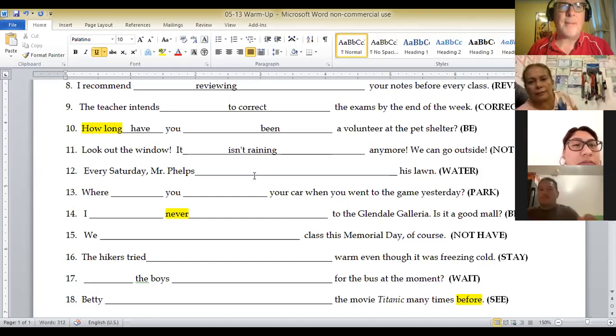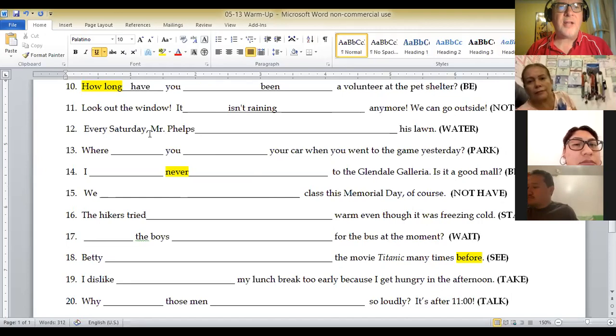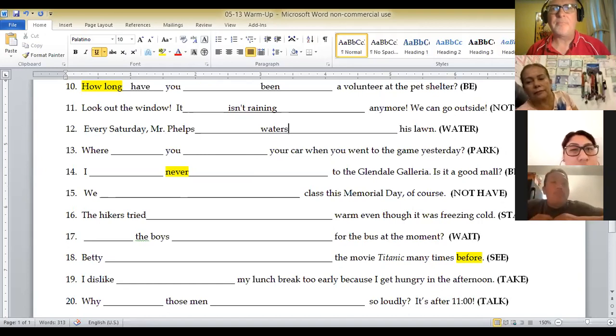We can go outside. Now the next one says every Saturday something happens. That's a regular activity. Should I say is watering or waters? Waters, with an S. That's right. Simple present, for regular activities.